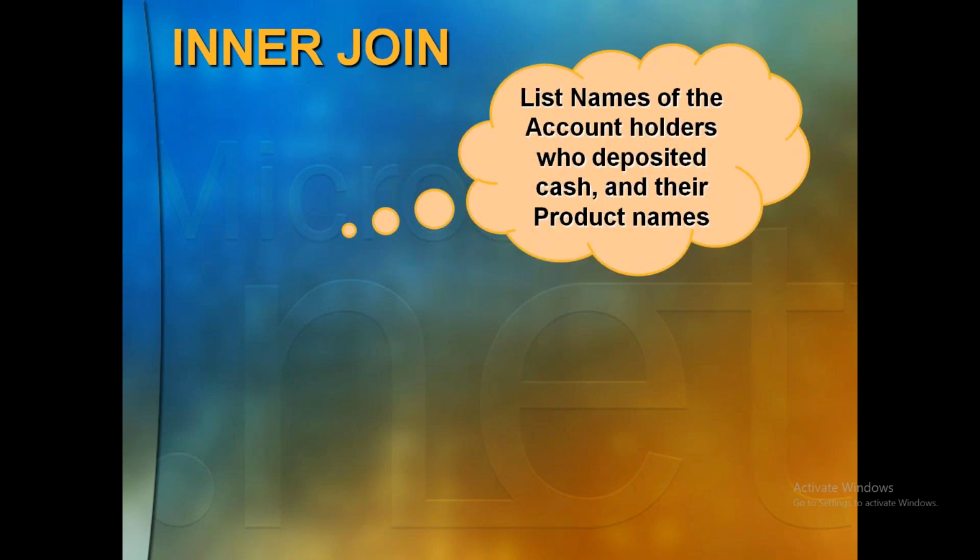List names of the account holders who deposited cash and their product names. Now you need to analyze how many tables I should join. List names of the account holders: so you know that you should use the account master table. Fantastic. Who deposited cash? Where is this information available? This is available in the transaction master table. And their product names are available in a table called the product master table. So I need to join three tables: account master, transaction master, plus product master.